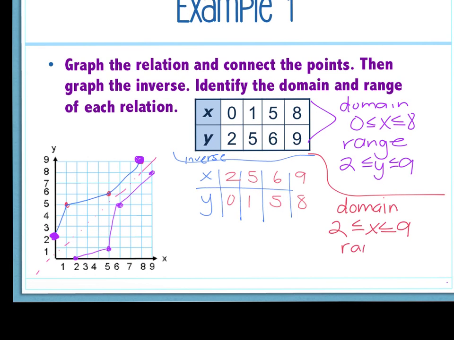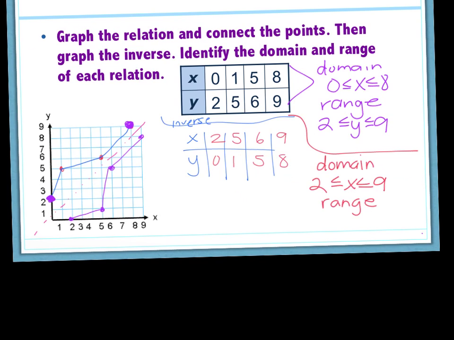And the range is the y's. So the lowest point on my y-axis for the new one is what? 0. And the biggest? 8. So again, domain left to right, range bottom to top.